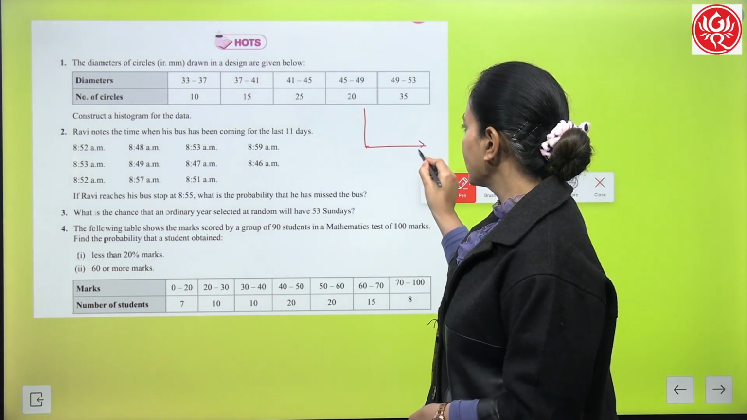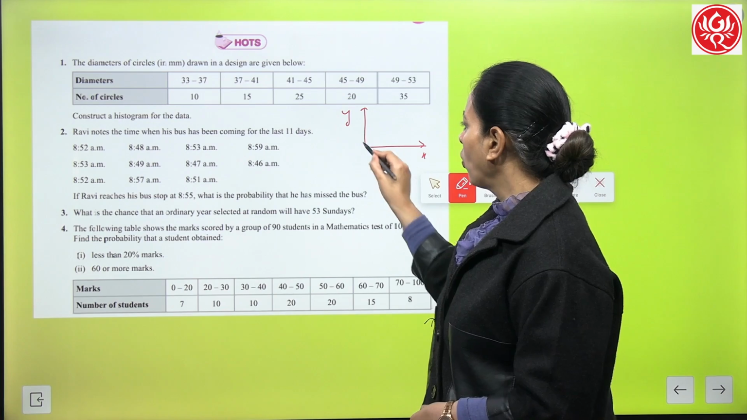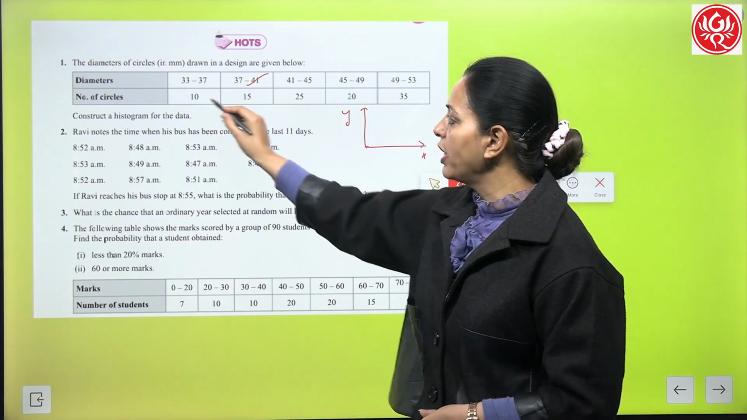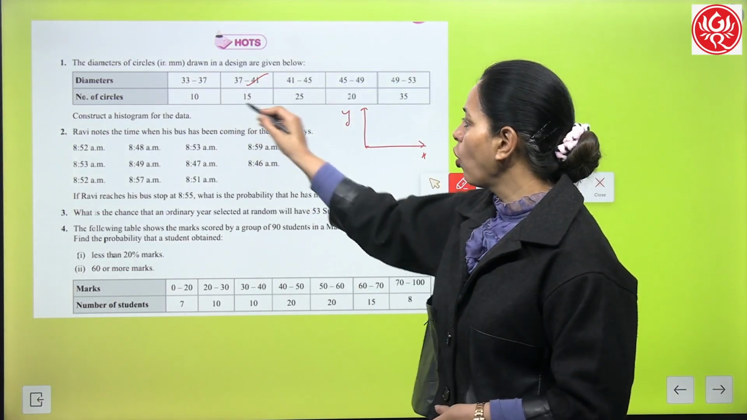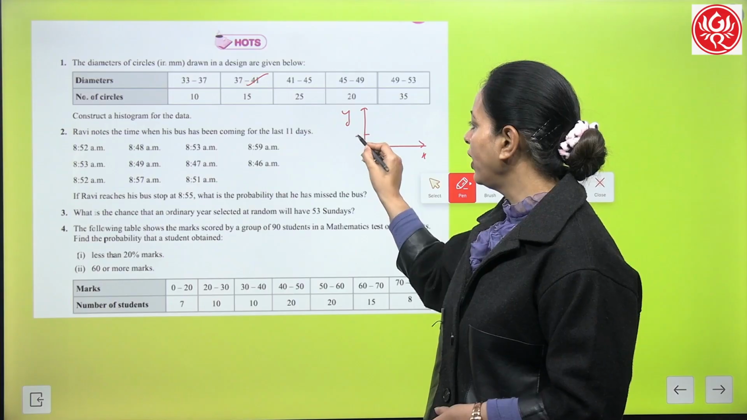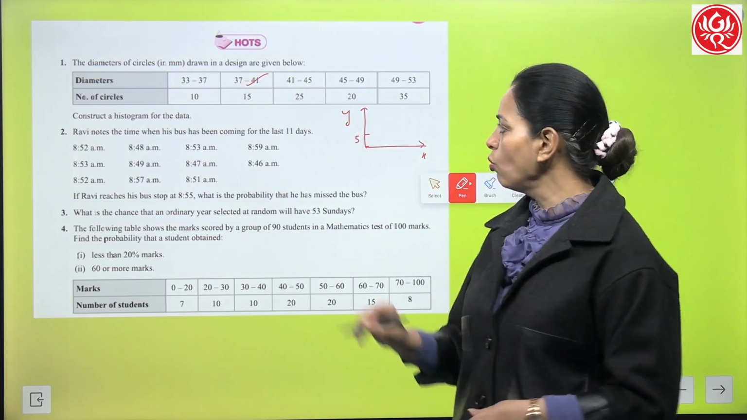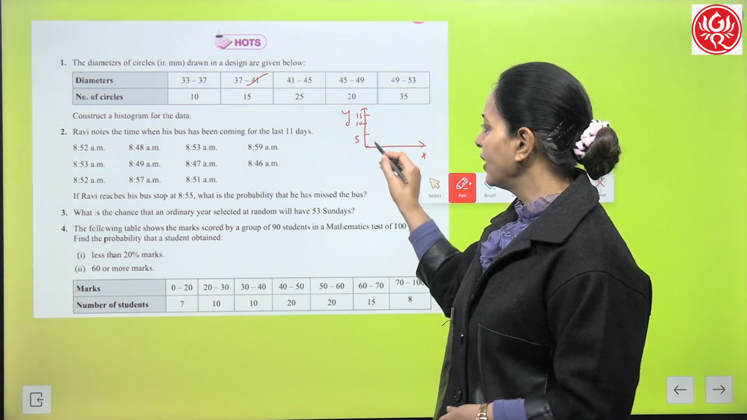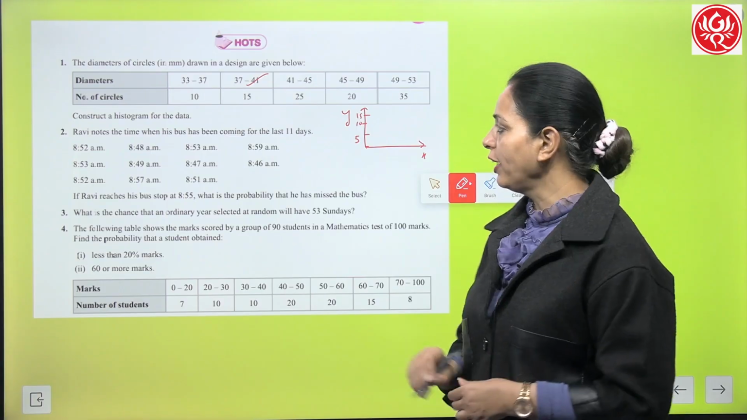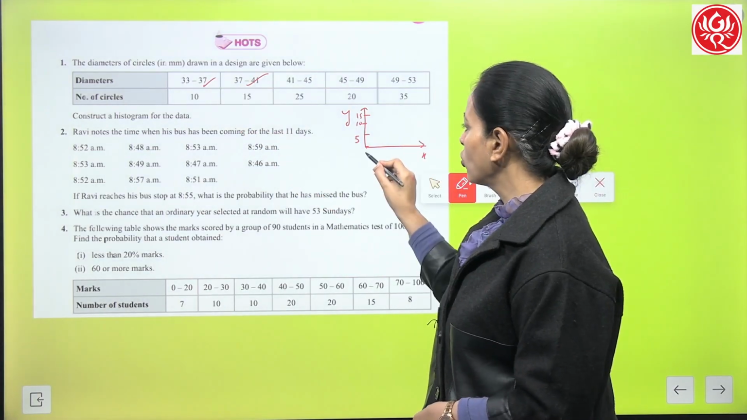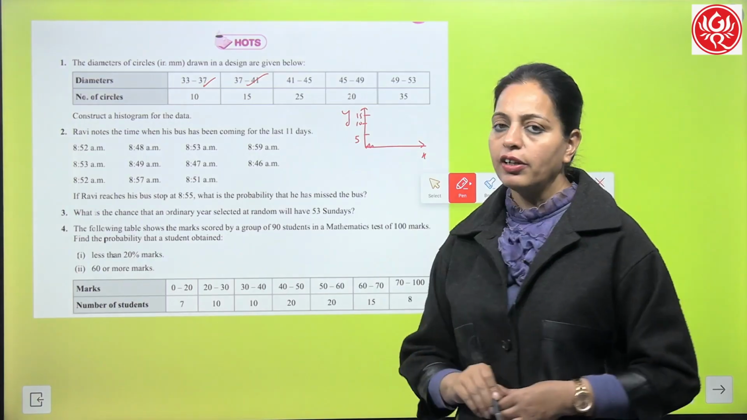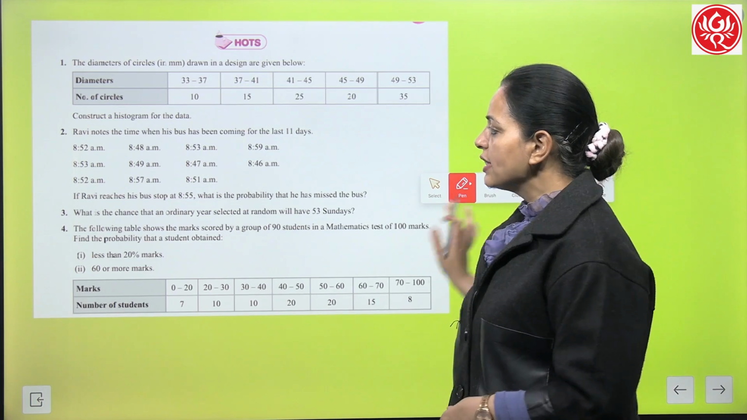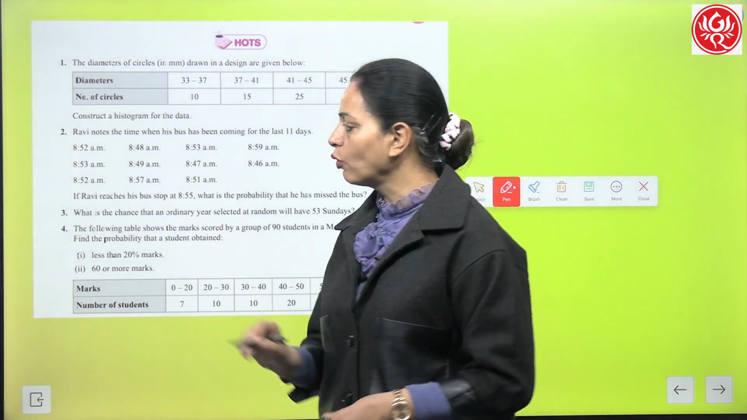Draw the x-axis and the y-axis. Along the x-axis you will take the class interval and along the y-axis you will take the number of circles. You see, all are divisible by 5, so we will take 5. 1 unit equals 5 circles, so 5, 10, 15 like this, and then complete it. Because it is starting from 33, you will take one kink over here. Now draw the rectangles. I hope this is clear to you. Similarly, you can try the second and third questions on your own.